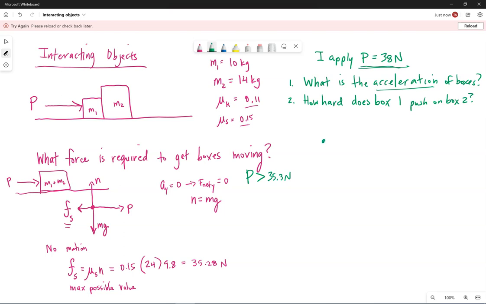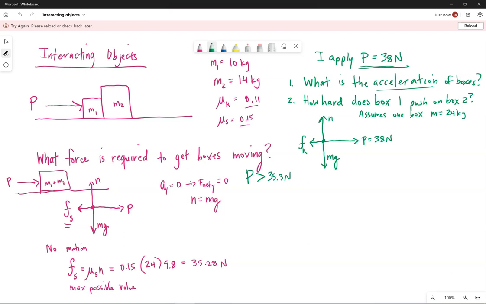We know the box is moving because the force P that is now 38 newtons is bigger than the maximum possible static friction force. There will be kinetic friction at this point because the boxes will be sliding. There will be a normal force up because the floor is pushing up, a force of gravity downwards. This free body diagram assumes one box that has a mass of that 10 plus 14, so 24 kilograms.